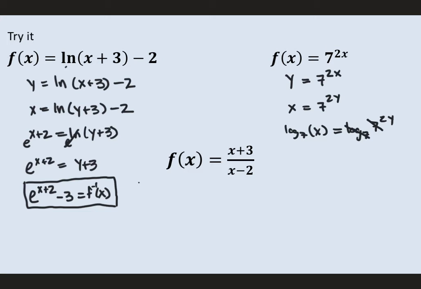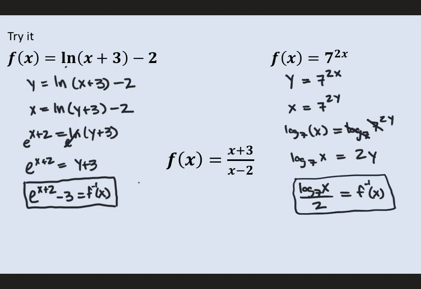But yeah, so that leaves us with log base 7 of x equals 2y. And then I want to get the y by itself, so I'll divide both sides by 2. So I will get log base 7 of x, over 2, equals y. Y is by itself, so I'll change it back to f inverse of x. Now if it's something other than f of x, if it's like g of x, you would just write g inverse. So whatever letter it was at the start of the problem, you just copy that letter.